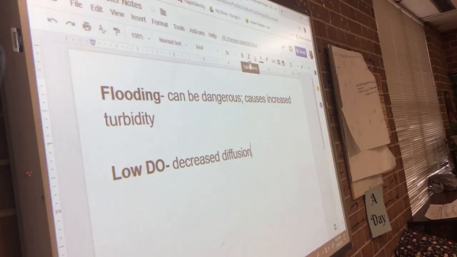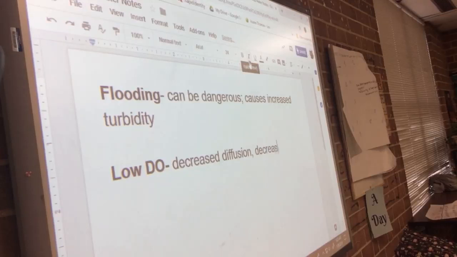Photosynthesis. So if your photosynthesis is down, if you don't have as many plants doing photosynthesis, they're not creating as much oxygen, so there's less oxygen in the water.